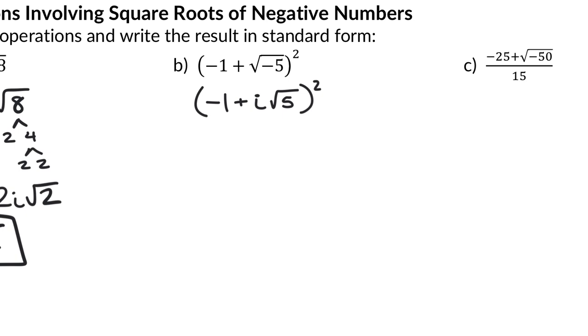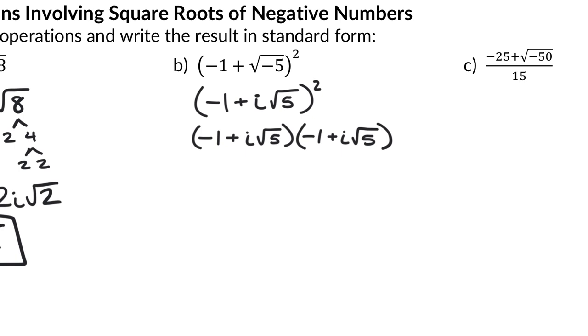Now remember, when you're squaring a quantity, that does not mean to distribute that in the square inside because there's a plus sign. This means that we are multiplying negative 1 plus i square root of 5 times negative 1 plus i square root of 5 together. This is a FOIL question. But we've done FOIL already today, so we should handle it.